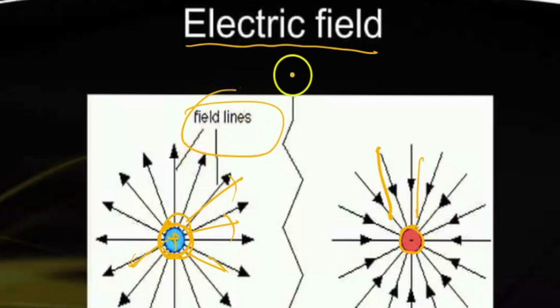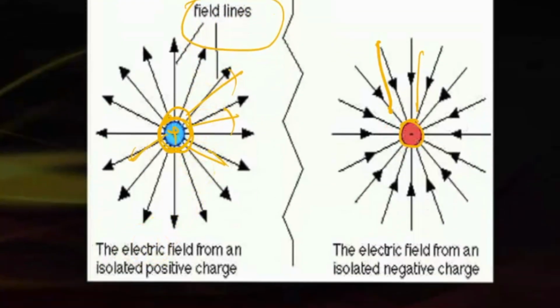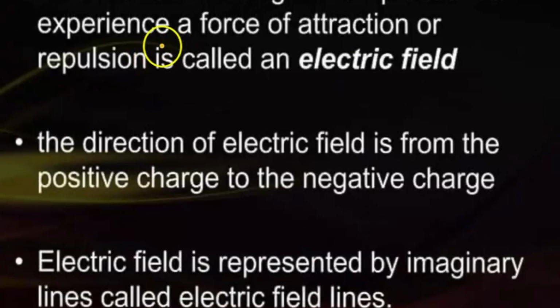Let's understand what is electric field basically. In case we have positive and negative charges of the same quantity, or maybe of different magnitude, in this case the electric field lines from the positive charge will terminate on the negative charge. Can you see that? Now coming to our electric field definition.